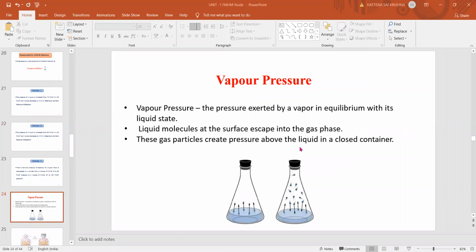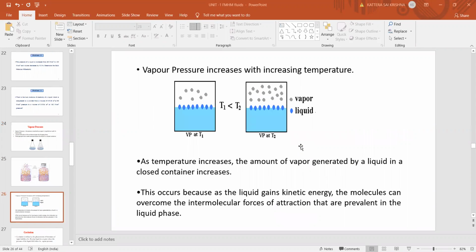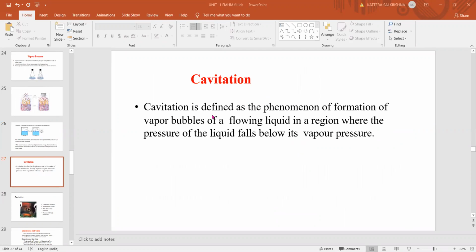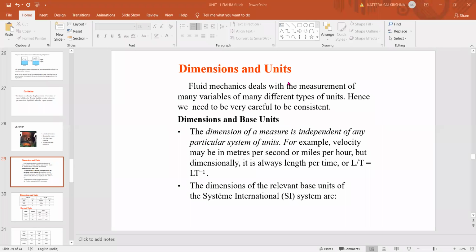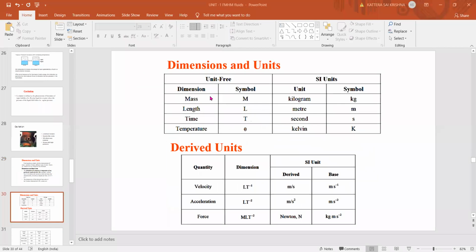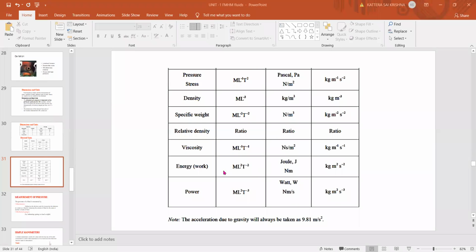Vapor pressure also we have seen in the last class. Cavitation, how cavitation is found because of the vapor pressure we have seen. What happens to these parts because of the cavitation we have seen. The material gets eroded here because of the blasting of the vapor bubbles or vapor pressure. Right. After that we have seen the dimensions and units. So how to calculate these dimensions? If you know the units, it is very easy to calculate these dimensions. Right. So that also we have seen, and we have seen this tabular column.